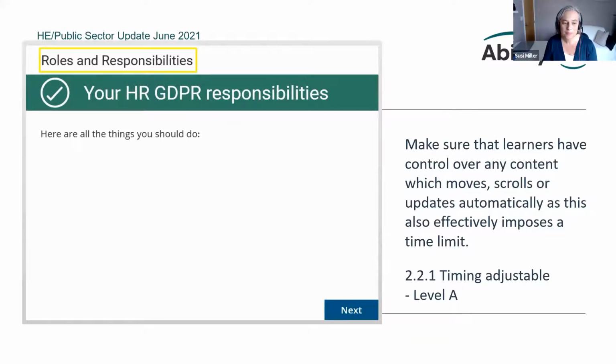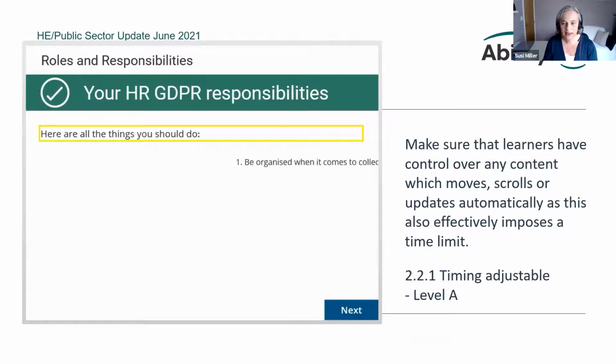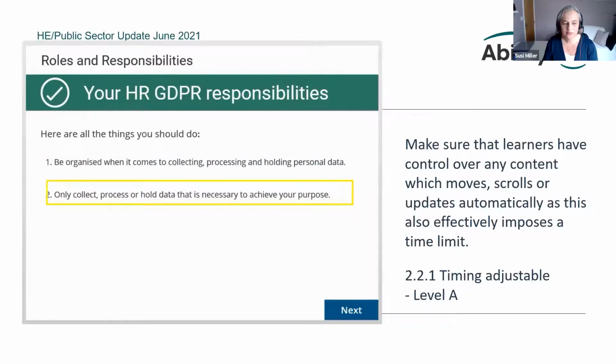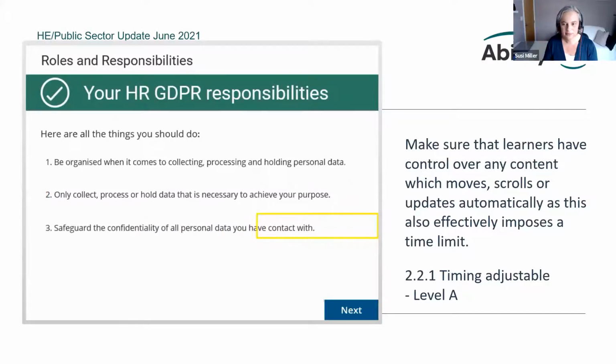Tab, roles and responsibilities. Tab, your HR GDPR responsibilities. Tab, here are all the things you should do. Tab, 1. Be organized when it comes to collecting, processing, and holding personal data. Tab, 2. Only collect, process, or hold data that is necessary to achieve your purpose. Tab, 3. Safeguard the confidentiality of all personal data you have contact with. Tab, next button. To activate, press spacebar.